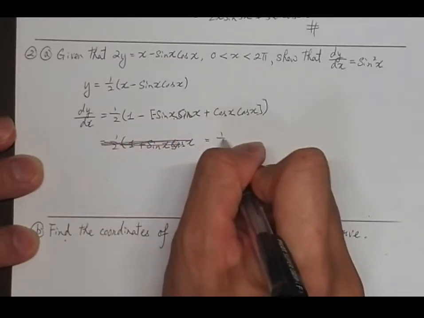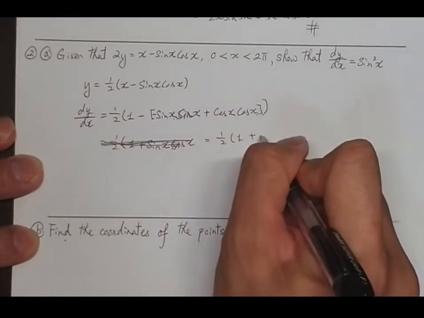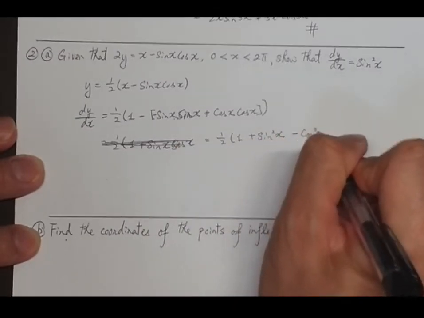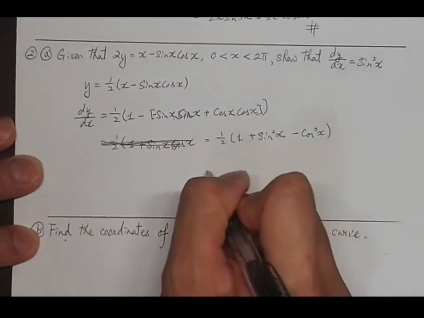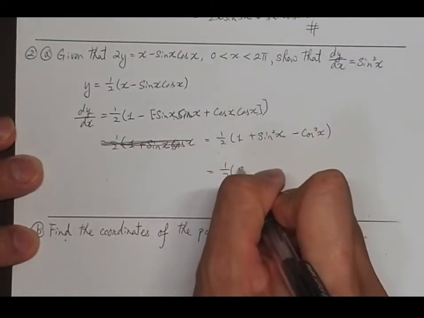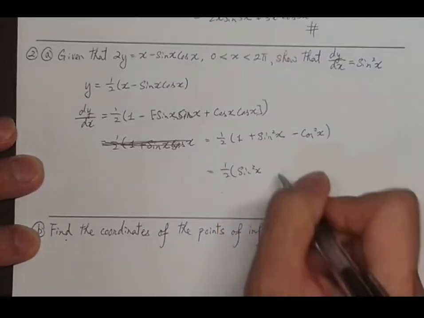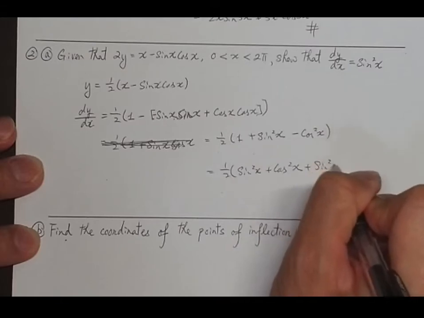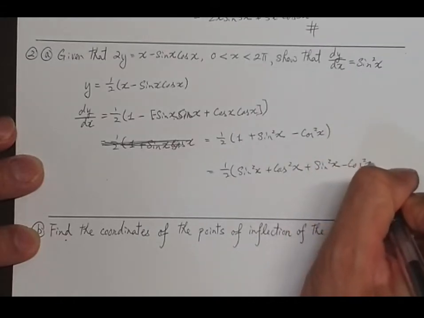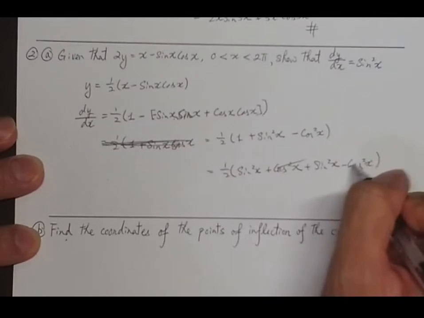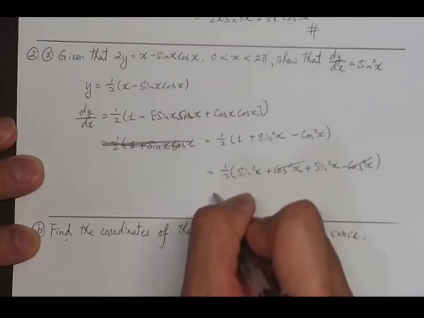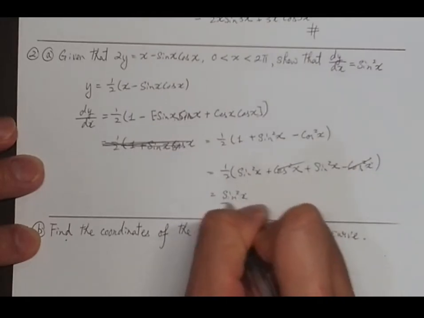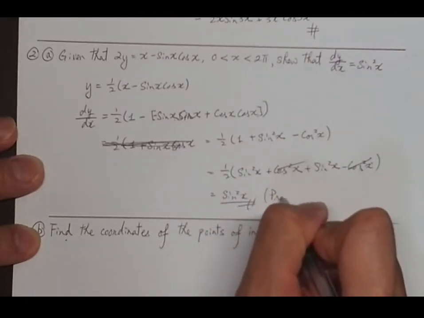So it's equal to half 1 plus sine squared x minus cosine squared x. And we know that 1 is equal to sine squared x plus cosine squared x, plus sine squared x minus cosine squared x. So the cosine squared terms cancel out, we get 2 sine squared x and multiply by half, so we get sine squared x here. Proved.